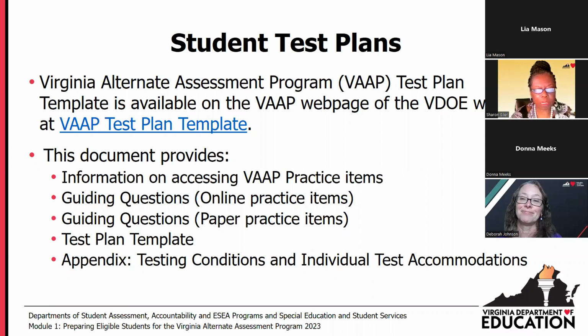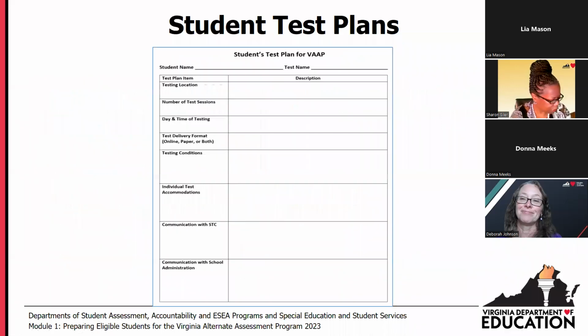And then there's an appendix to this document, which is very important. It includes all of the testing conditions that can be used for the VAAP and all of the individual test accommodations. So everything you need in terms of a resource to develop the student test plan and document the student's needs is going to be found in one place. So let's take a look at what the actual template form looks like.